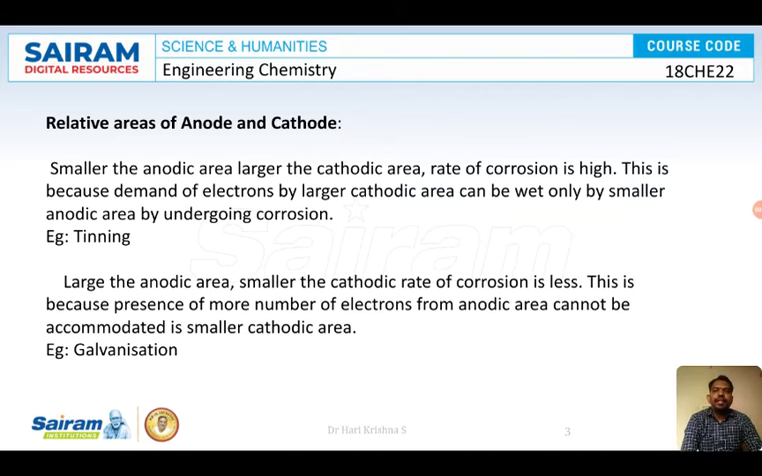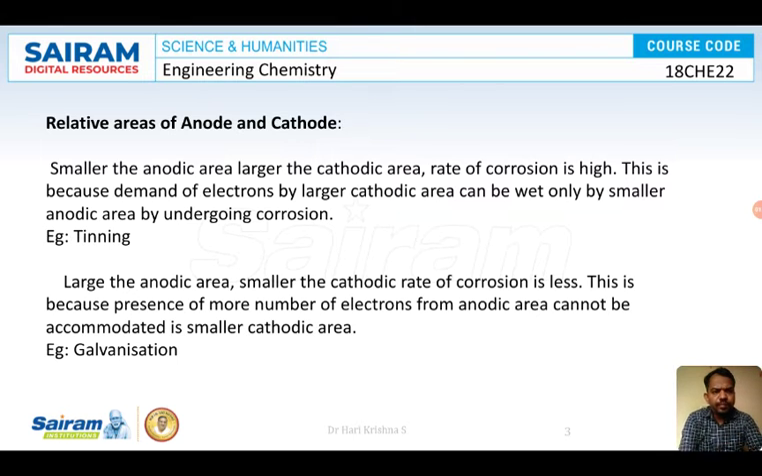Smaller the anodic area and larger the cathodic area, the rate of corrosion is high. So why does any metal undergo corrosion? Why does the anode undergo corrosion? In order to meet the demand of electrons by the larger cathodic area. The demand of electrons by the larger cathodic area can be met only by the anodic area undergoing corrosion, right?